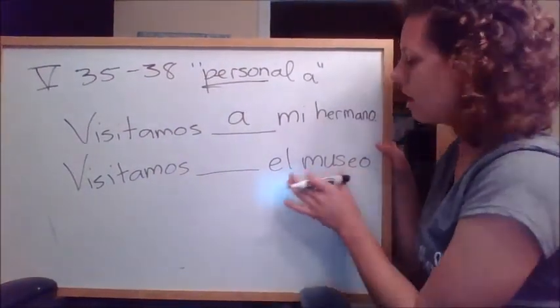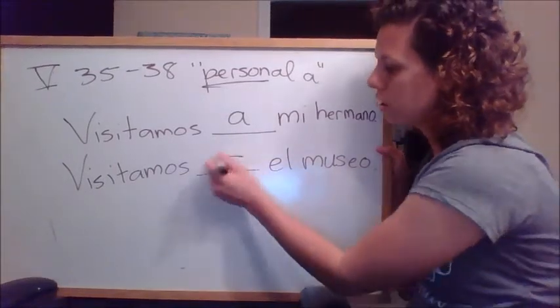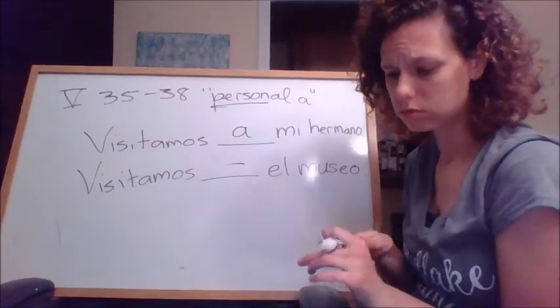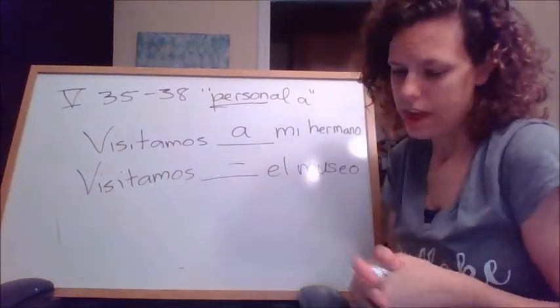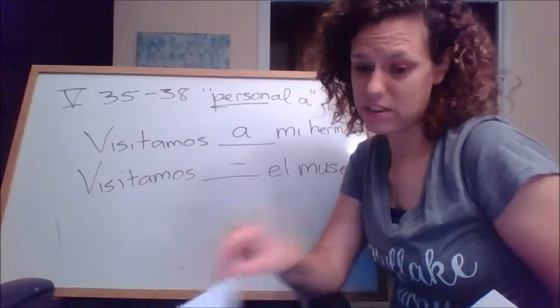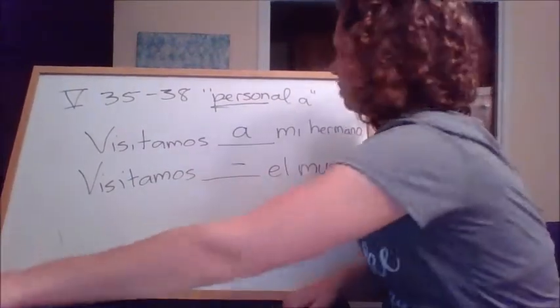If there's not a person, then you just either leave it blank or draw a mark through it. I don't care which one you do. Okay? All right. Then part 6 is 39 to 50, and that is translation.